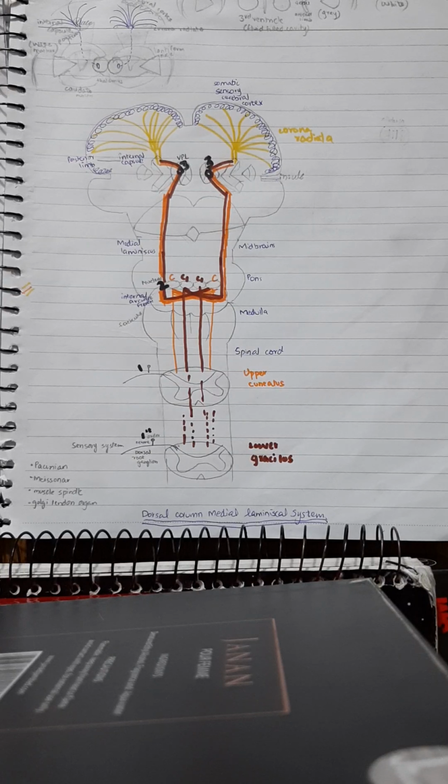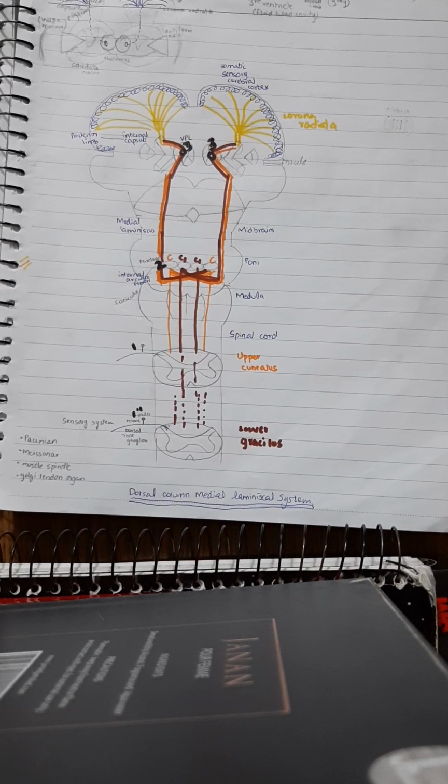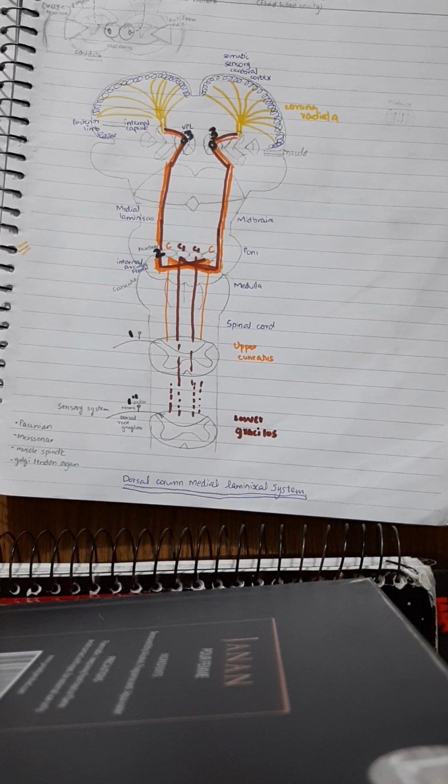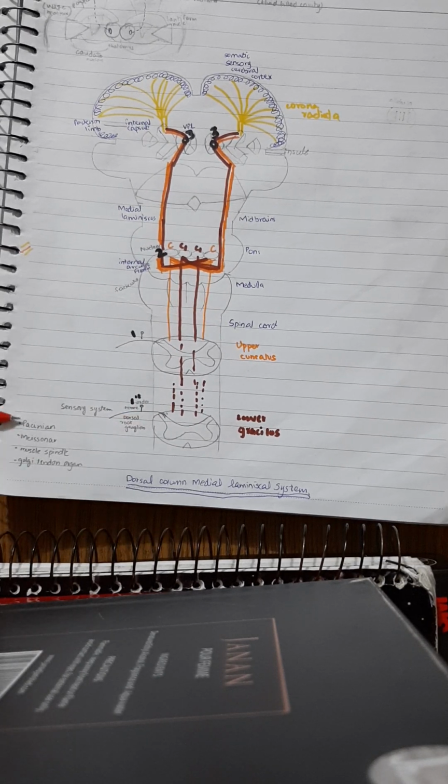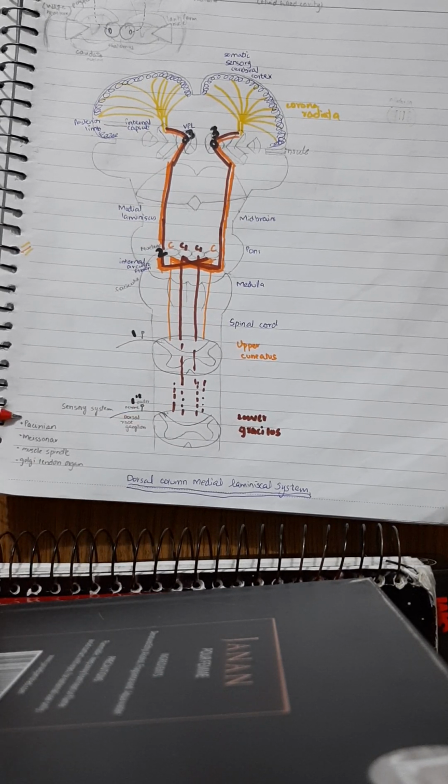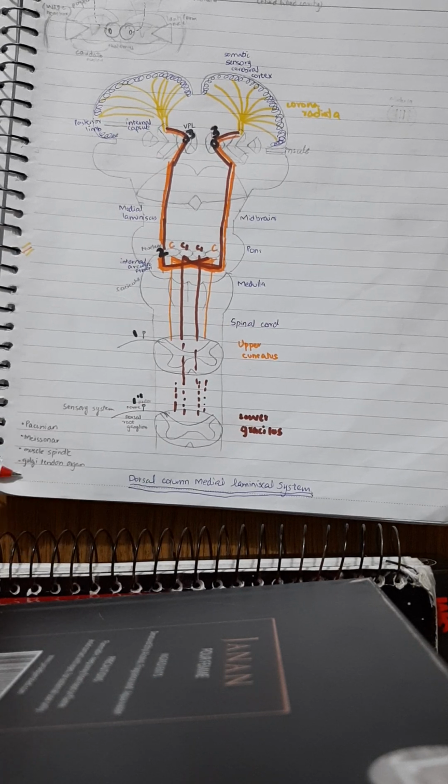All right, so guys, this is a diagram which will help you understand the dorsal medial lemniscal system very perfectly. So we start off with the receptors you have: the Pacinian, the Meissner, the muscle spindle, and the Golgi tendon organs.